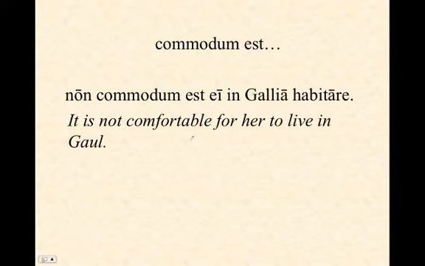The word commodum means comfortable or convenient. Spanish cómodo, meaning comfortable, comes from it. In this sentence, I'm just adding the word non in order to say that something is not comfortable. Remember that the pronoun ei is the dative singular, and ei can mean for her or for him. And so, non commodum est ei in Gallia habitare means it is not comfortable for her to live in Gaul.